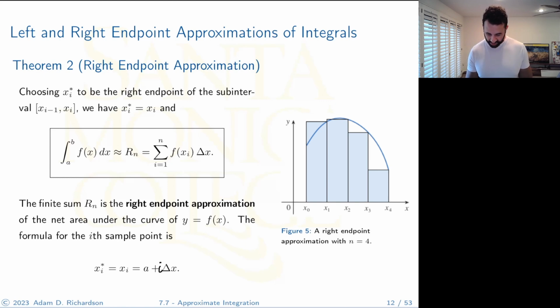So you start at the left endpoint again, and then you just add delta x to get to the next endpoint. Right? Start at A, add delta x to get to the first point, add it twice to get to the second point, and so on and so on.